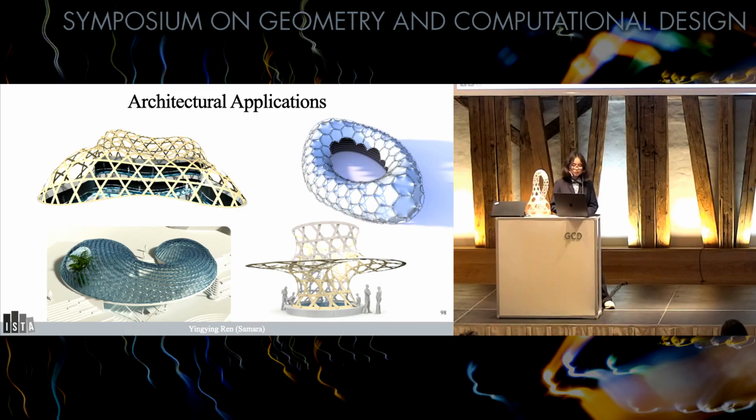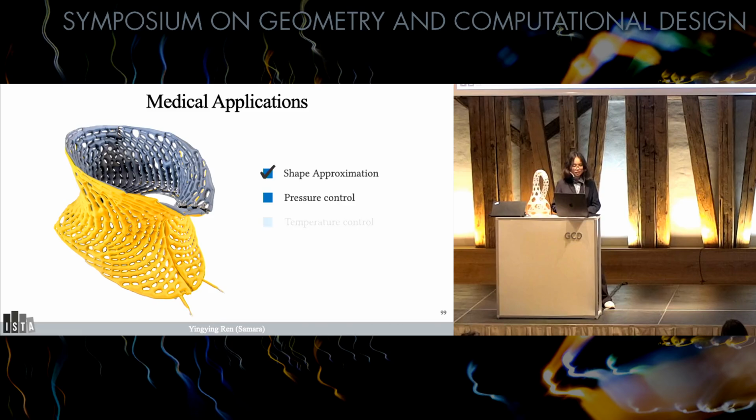Surface-based inflatables also enable many potential medical applications. The model here is designed to be a medical neck brace. The idea is that we could scan a patient's body and then design an inflatable that approximates the patient's shape as closely as possible to provide the best support. But beyond shape approximation, there are many other properties that we should consider in the design process, such as pressure and temperature control and sensing capabilities.